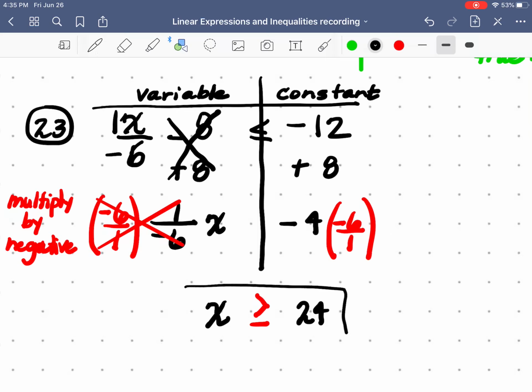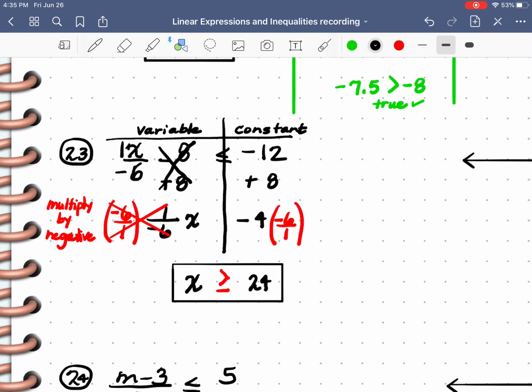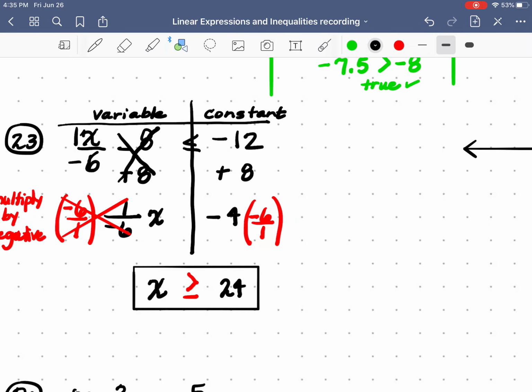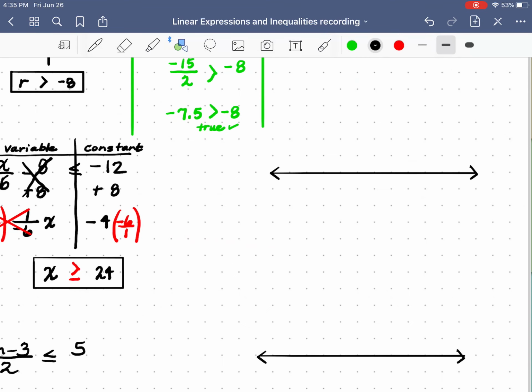This is in standard form. It is ready to graph. This is a closed interval starting at positive 24. So 24, make the circle and close it. It's a closed interval, so 24 is a solution here. You can use that in your solution set. And we're going to shade to the right of that one.